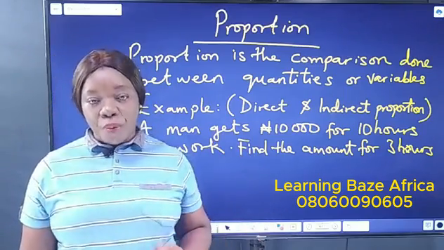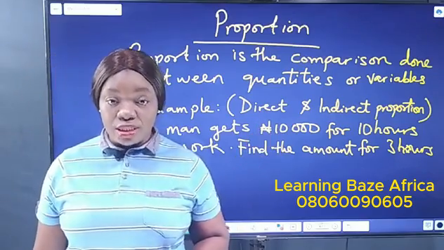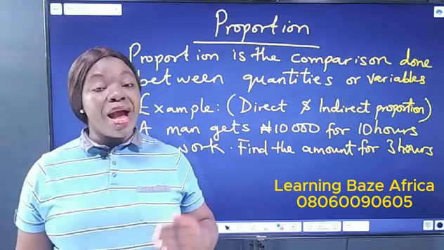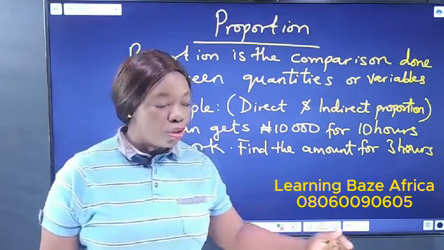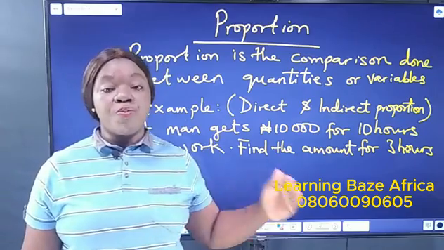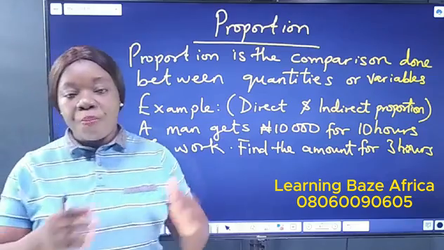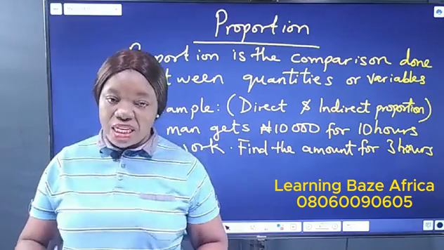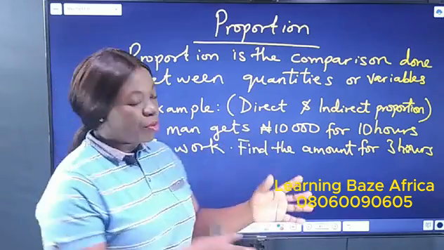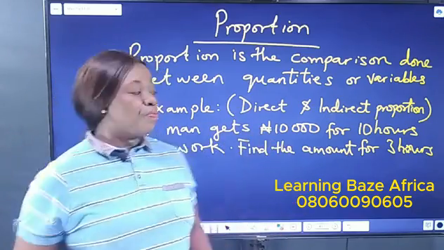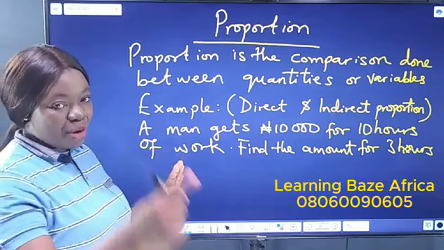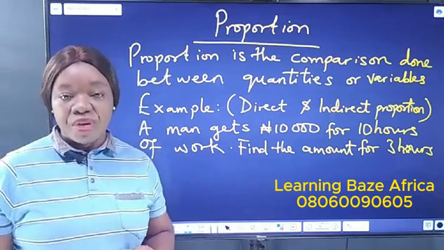We have two types of proportion. They are direct proportion and indirect proportion. Indirect proportion is otherwise known as inverse proportion. So it's either you call it indirect proportion or you call it inverse proportion. And I've also told you that proportion has to do with comparison of one quantity with another quantity, or one variable with another variable. Now look at this example. We will be able to differentiate between direct and indirect proportion in the examples that we will be treating.